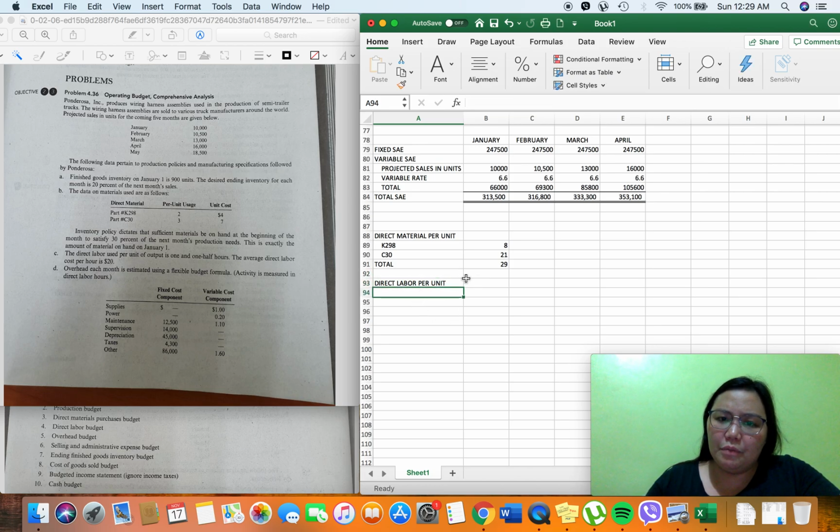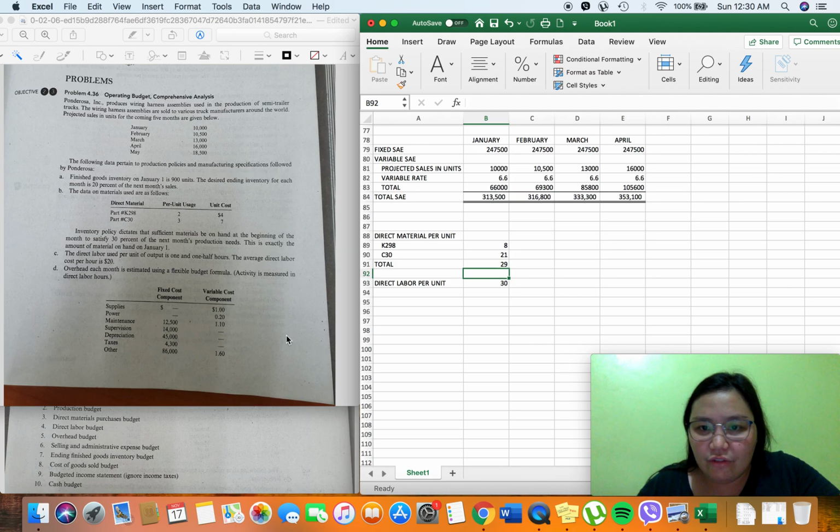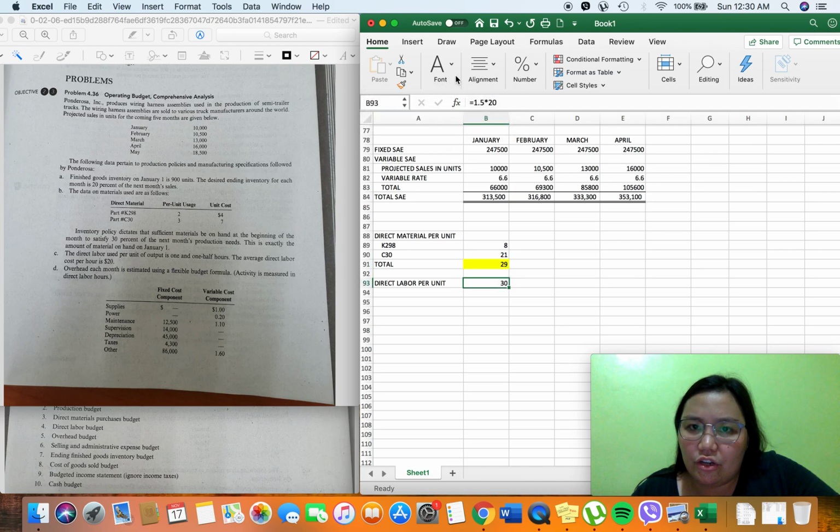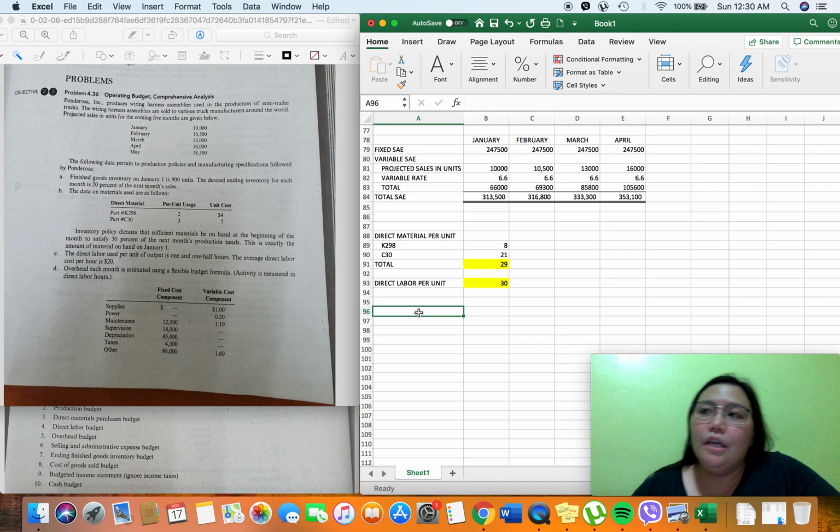For our direct labor per unit of finished goods, it says in the problem that 1 unit of output requires 1.5 hours of direct labor. So we have 1.5 hours multiplied by the direct labor rate per hour, which is 20. We have 30. We are going to use this later on, 29 and 30. Now, for our overhead, the computation will be slightly different. Earlier I mentioned that the fixed cost per unit varies indirectly with the changes in the level of activity.